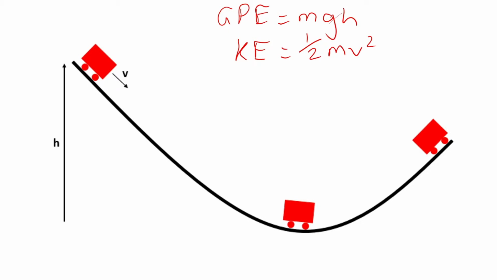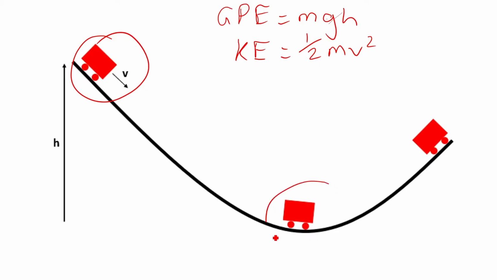So at the top of the roller coaster, up here, the cart will have a lot of gravitational potential energy because it is quite high off the ground, but it will have no or little kinetic energy at this stage. However, when it reaches the bottom of the roller coaster, down here, we're going to have our maximum kinetic energy because we're going to have little or no gravitational potential energy because the cart is on or very close to the ground. So it's at this point that our maximum speed is going to occur.